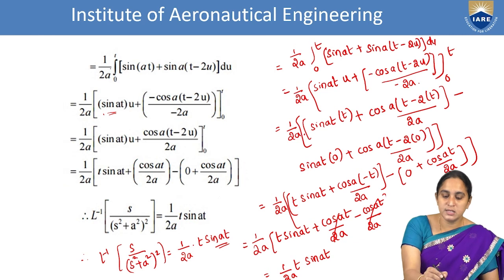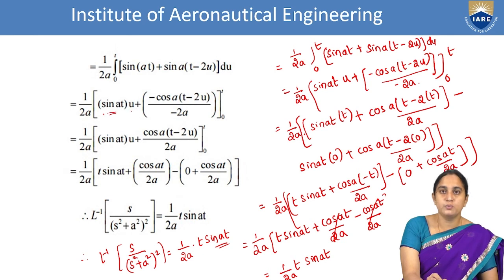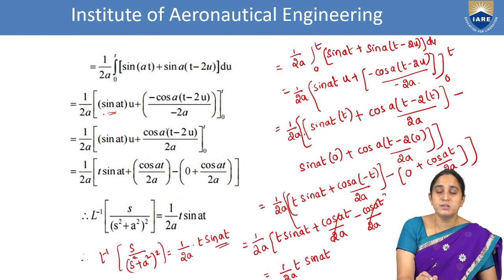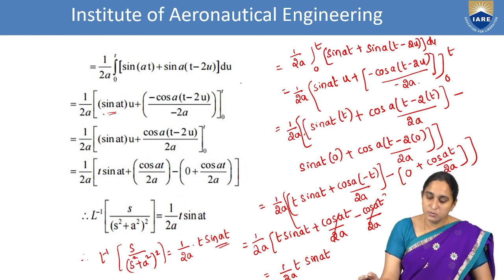That is, what is the integration with respect to u? Sin at is constant and its integration is u. Plus, which is in the form of sin a of t minus 2u. That means integration of sin x, that is minus cos x. That is minus of cos a of t minus 2u by minus 2a. And what are the limits for that? 0 to t.